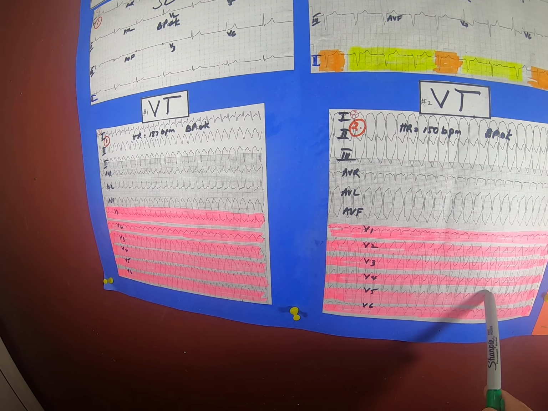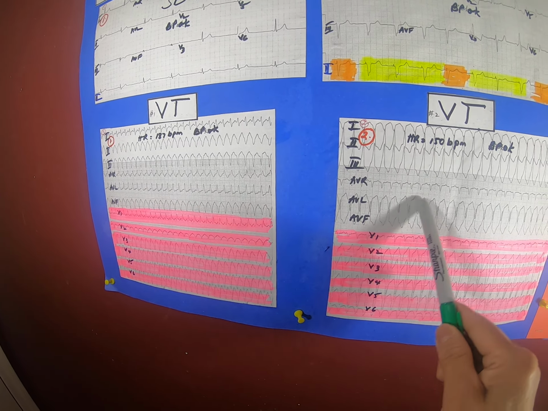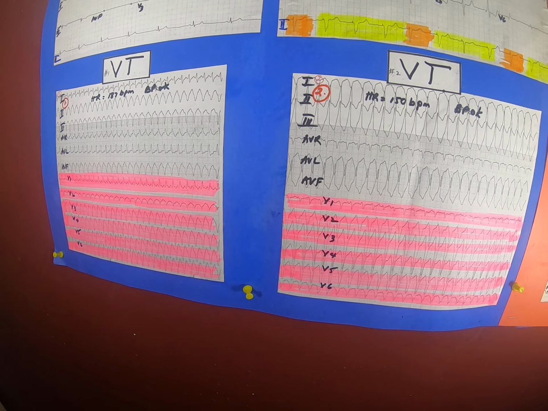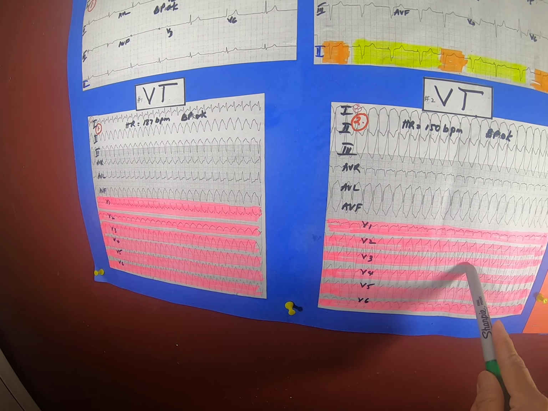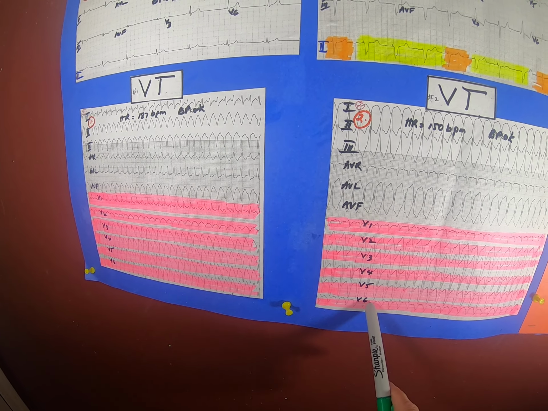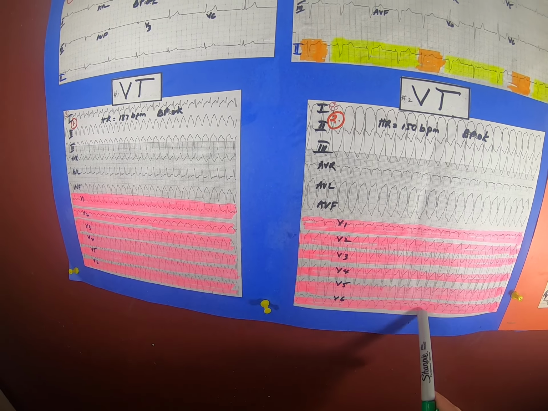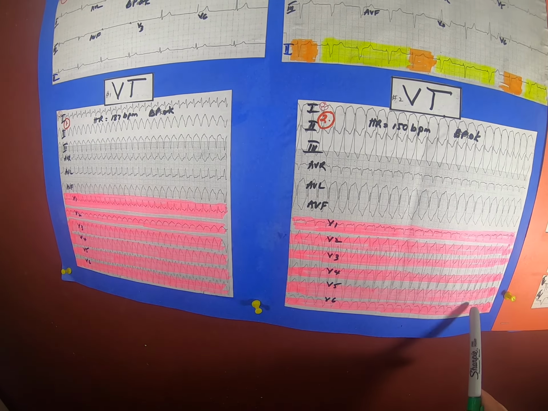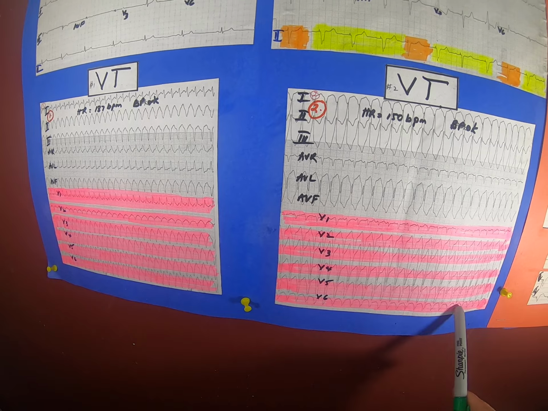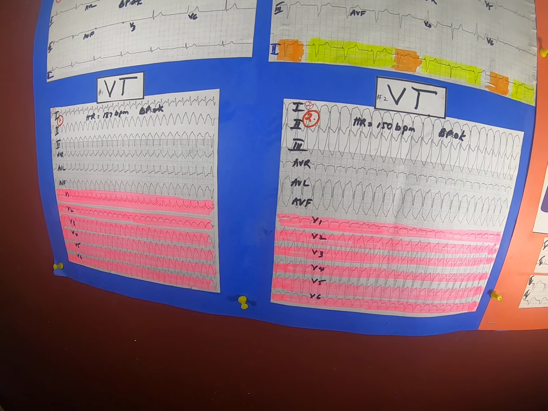In analyzing VTACH, you have to check leads V1 to V6. You don't have to check the limb leads for VTACH analysis. For VTACH analysis, you check the chest leads or the precordial leads from V1 to V6. In this case, we have here all negative deflection, all pointing downward. So my verdict for this rhythm is we have a VTACH with pulse.